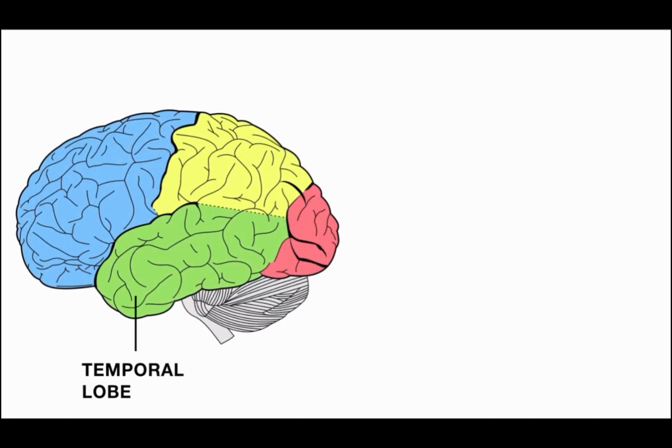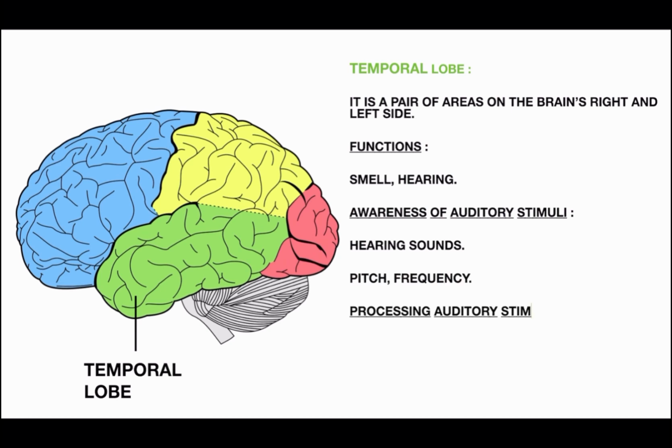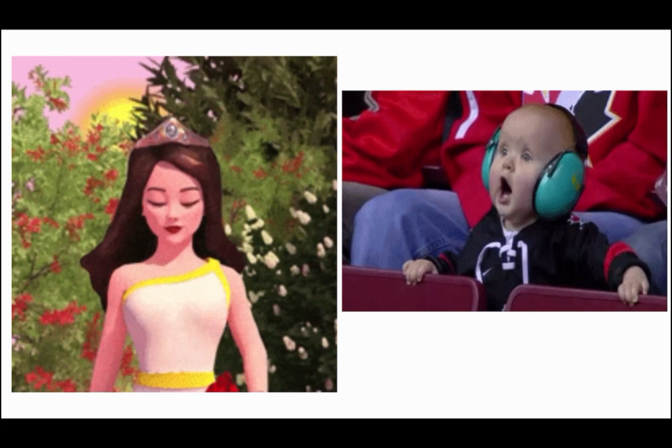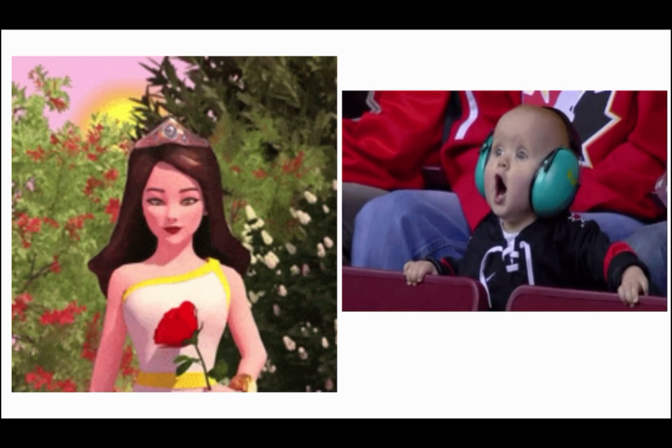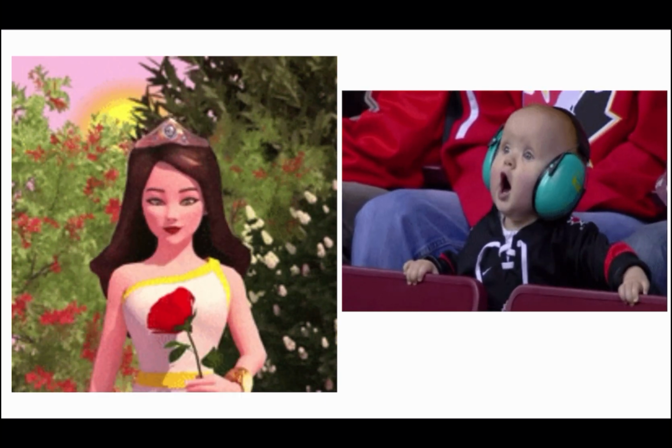The temporal lobe. The temporal lobe is a pair of areas present on either side of the brain, that is the right side and the left side of the brain. The function of the temporal lobe is smell and hearing. The awareness of auditory stimuli is by hearing sound, pitch, and frequency.